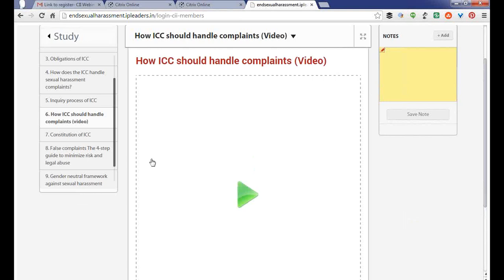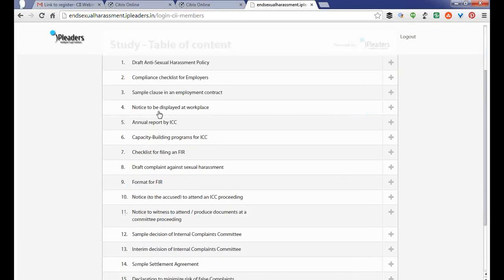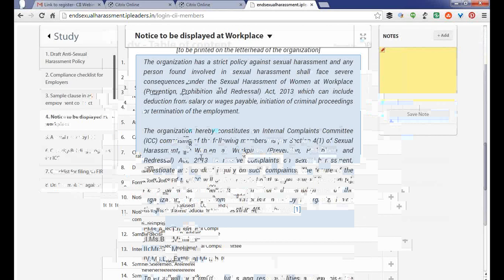The next aspect is the toolkit, which is in a way very handy for ICCs. So I'll just quickly take you through what the toolkit has. The toolkit has draft anti-sexual harassment policies, a compliance checklist, notices. These are available for viewing, and they can be downloaded. Annual report formats. So this is a notice format. Now this can also be downloaded on your computer through this download link.